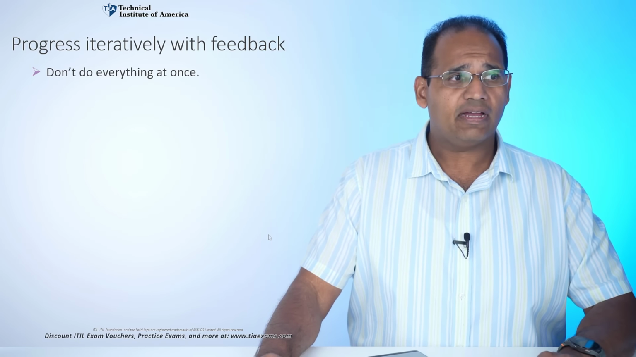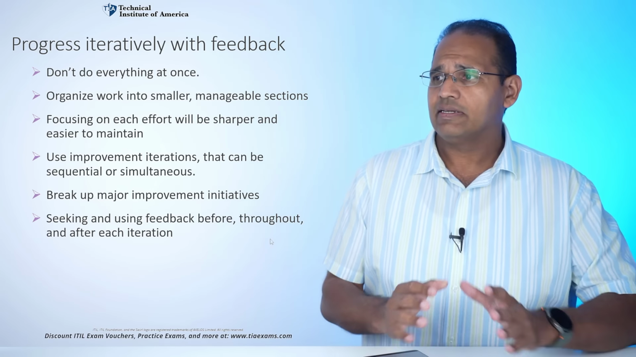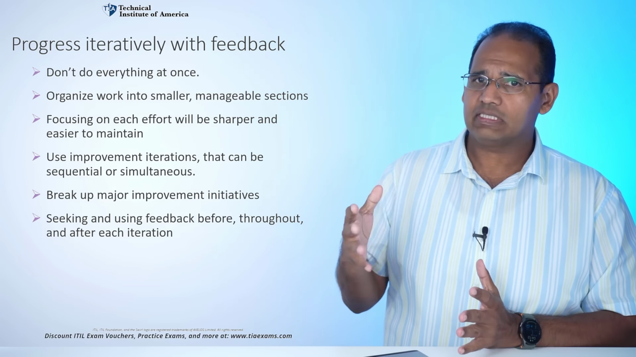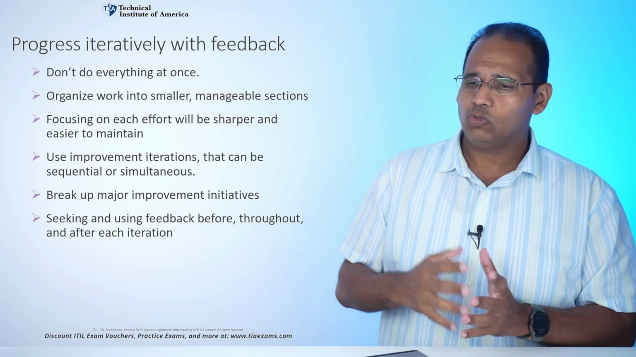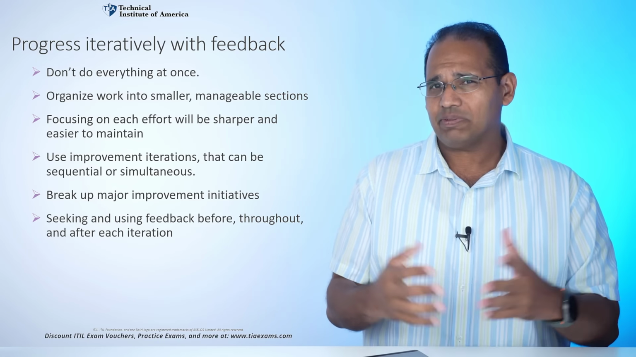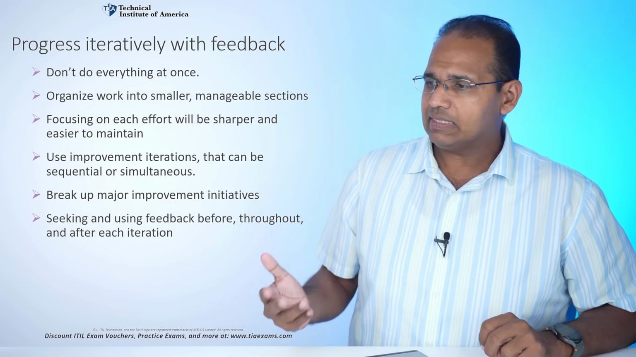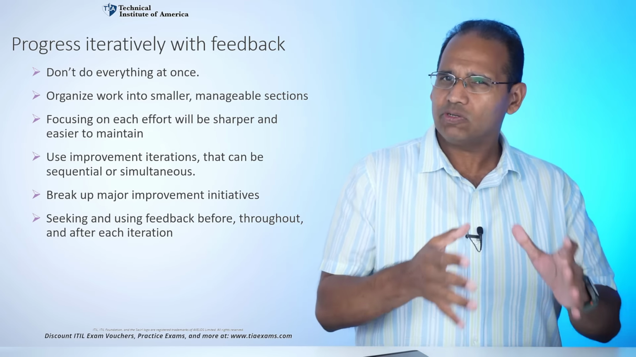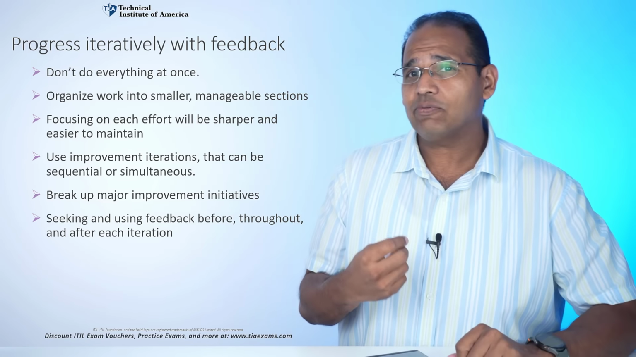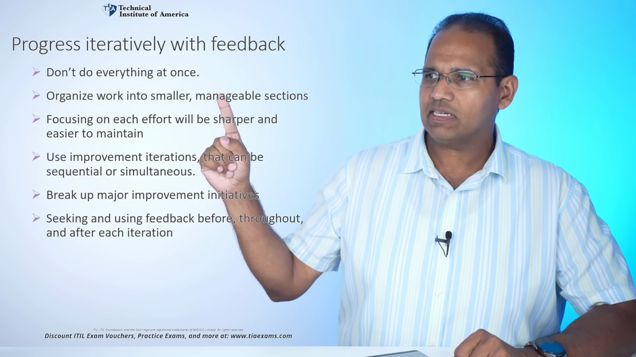The other one here we have is progress iteratively with feedback. So let's take a look at this. Number one, anytime you do a task, don't do an entire task and then ask for feedback at the end. For example, when you're building a piece of software, don't build the whole software and then go and get feedback from your customer. Maybe you can build parts of it and show them and get feedback as you're building it. That way you know what you're building is actually good or bad. So don't do everything at once.